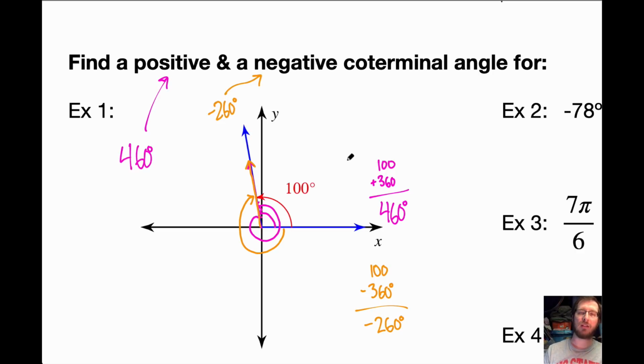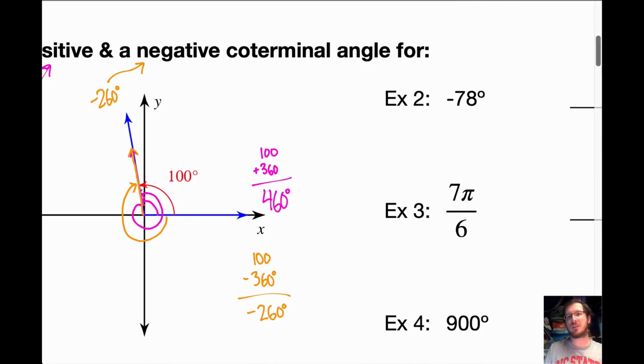Again, you could keep adding or subtracting any multiple of full rotations of 360 degrees, or 2 pi if you're in radians, to get other coterminal angles. All right, in your notes, if you would, try these next 3 examples, examples 2, 3, and 4. We'll talk about them together in our next class.